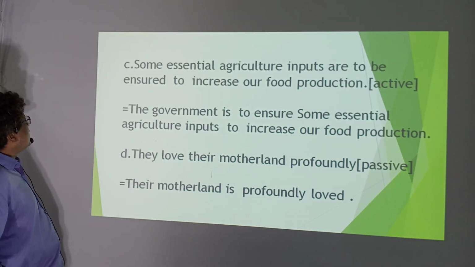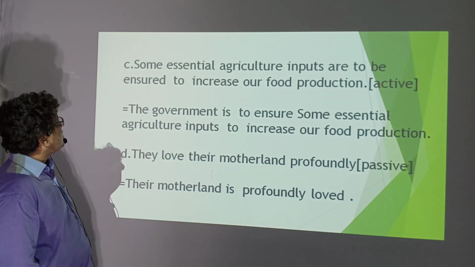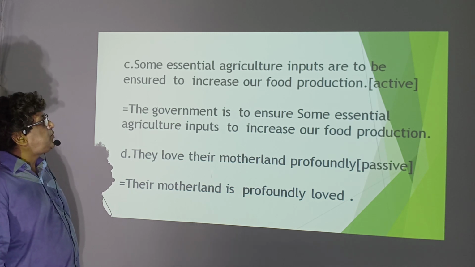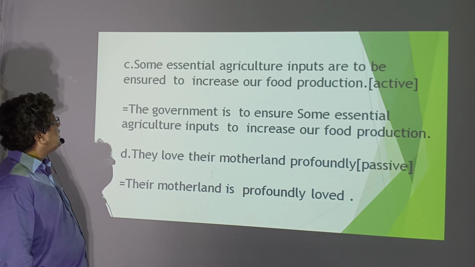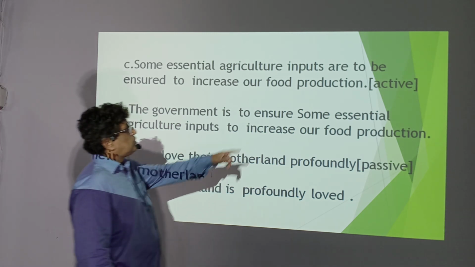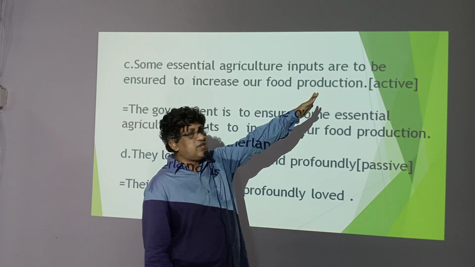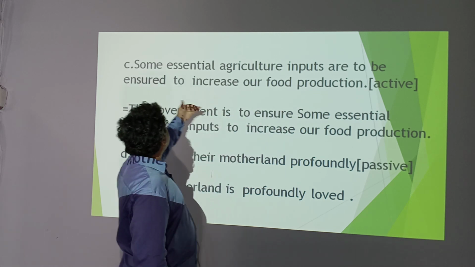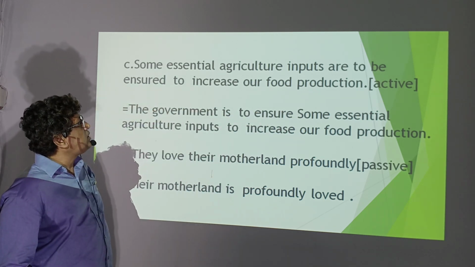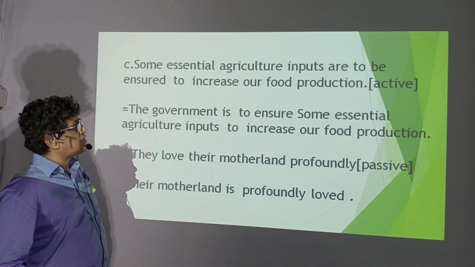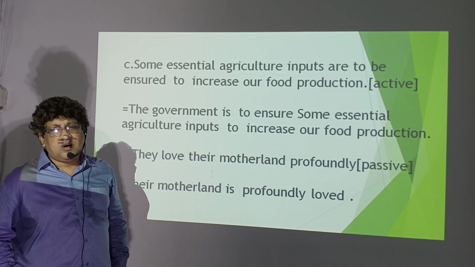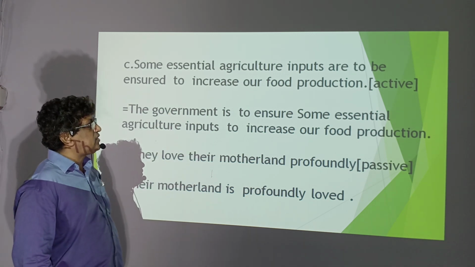So there are some more examples. Some essential agricultural inputs are to be ensured. So we find the passive form after the infinitive, to be ensured, to increase our food production. We have to transform this passive form into an active one.